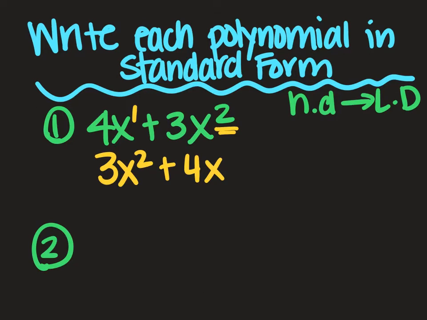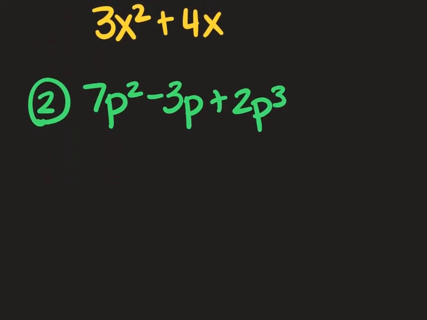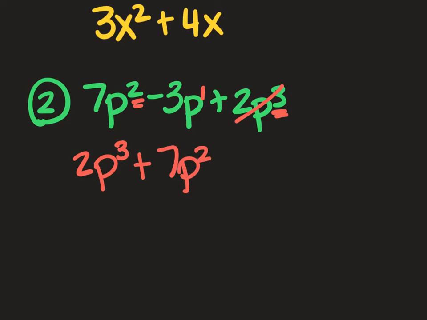Second example. Here again, we look for our highest degree. Our highest degree is a 3rd. Then we have a 2, and I'll put a 1 there just for good measure. So we list from highest to lowest. So I'm going to start out with 2p cubed. Then I go to my next degree down, which is the square, so 7p squared, minus 3p to the first.